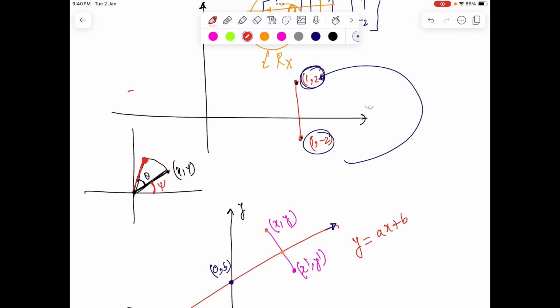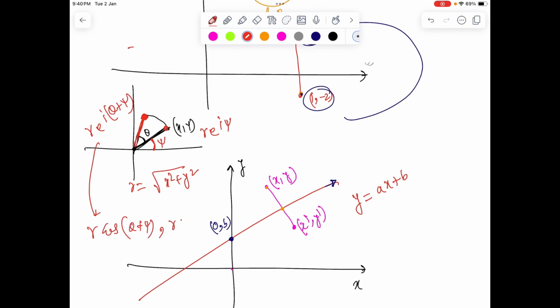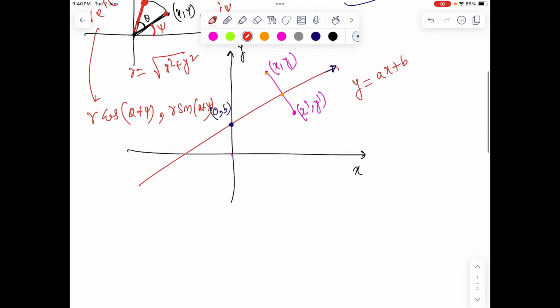Let's say (x, y) makes an angle psi here. So this complex number can be written as r e to the power i psi, where r is nothing but the square root of x squared plus y squared. Hence this point after rotation can be written as r e to the power i (theta plus psi). Now the coordinates of this will be (r cos(theta plus psi), r sin(theta plus psi)).